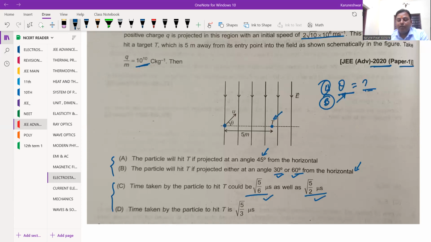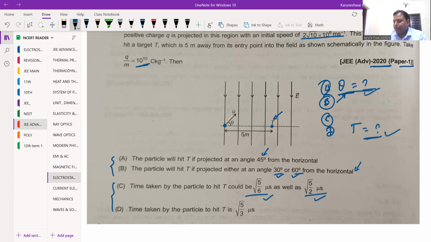After having information regarding the speed, angle of projection, and the range value, we can find out the time of flight. From all four options, our job is to find theta and the time of flight. Let's see how we can do this. The only thing we have to remember in this question is the Q by M ratio.